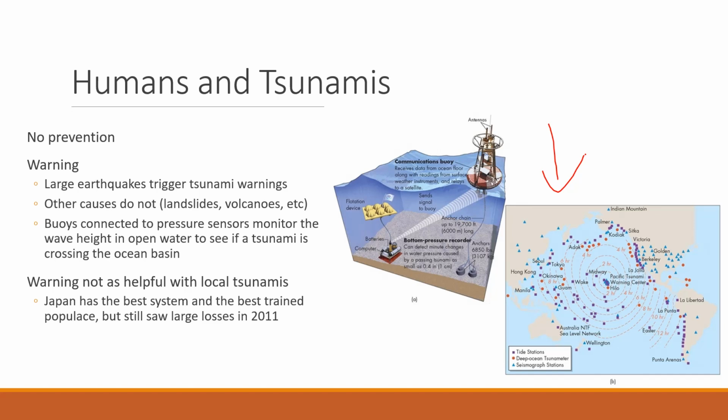So in 2004, we didn't have this system. Now we do. It's aging, but we have it. They're not as helpful with local tsunamis. Japan has the best system. They have the best trained population, but they still saw 20,000 people die in 2011 because there just wasn't time. But they knew it was coming.